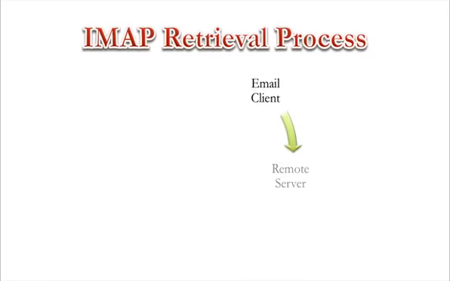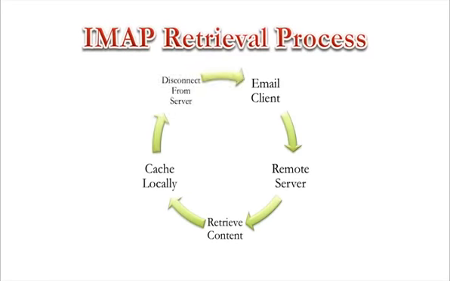The IMAP email retrieval process goes like this. First, when you click the Receive option, the email client will connect to the remote email server. It then pulls the user-requested content and caches it locally. Then it disconnects from the server.